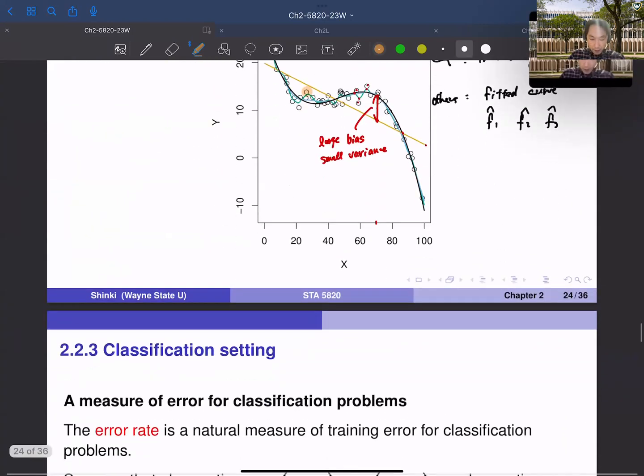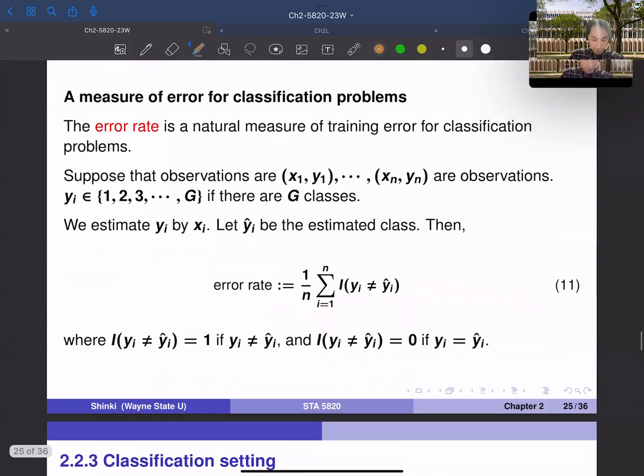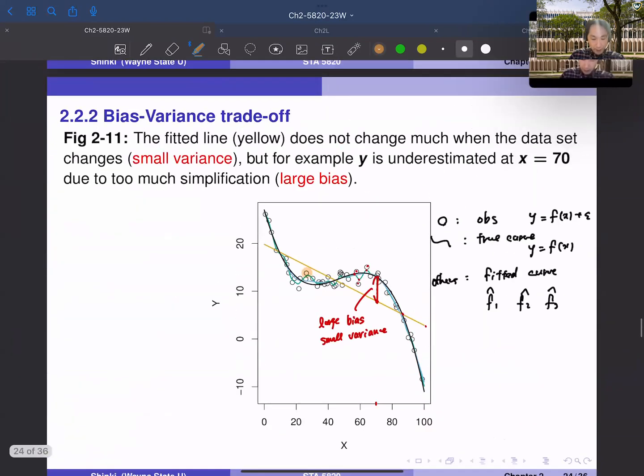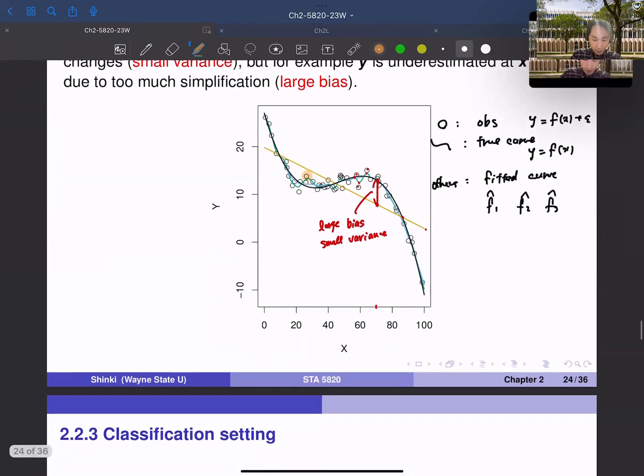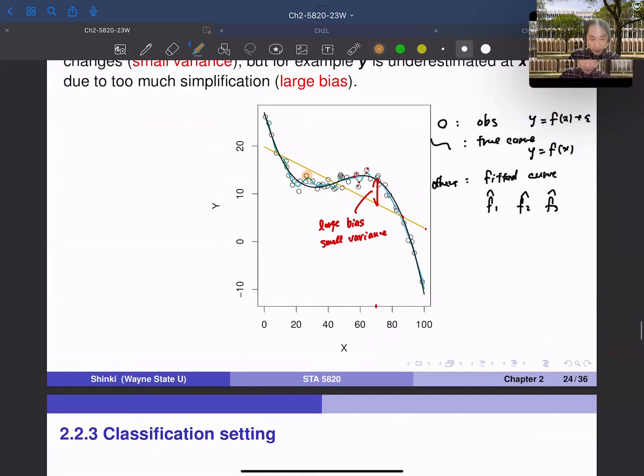So we have to balance the size of the squared bias and the variance. This is the conceptual explanation of variance and squared bias. Again, the variance and the bias are not observed in reality, but this is simulated data, so we can see the true f(x), and also the true epsilon. So we can measure the size of variance and the size of squared bias. And we have to balance between the two quantities to get the best estimate.